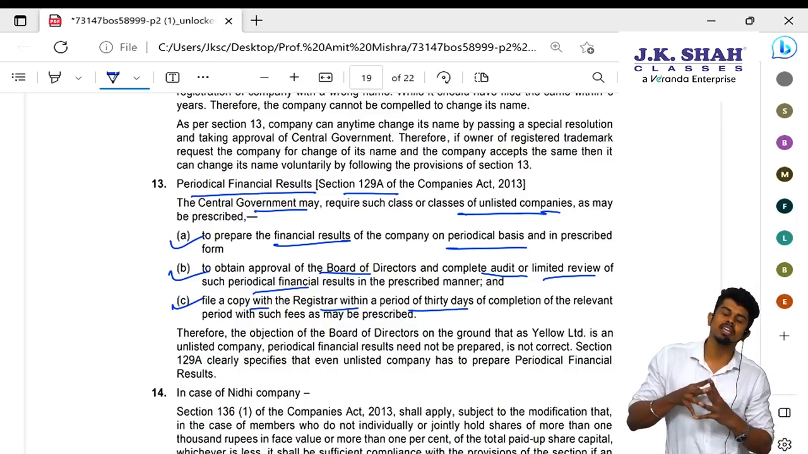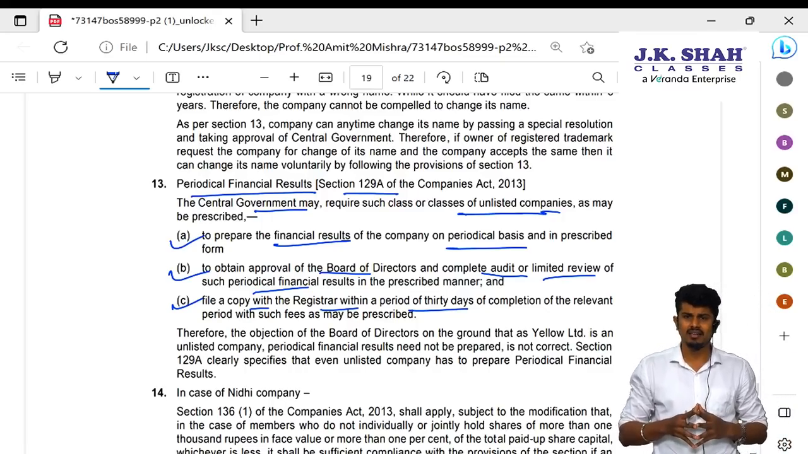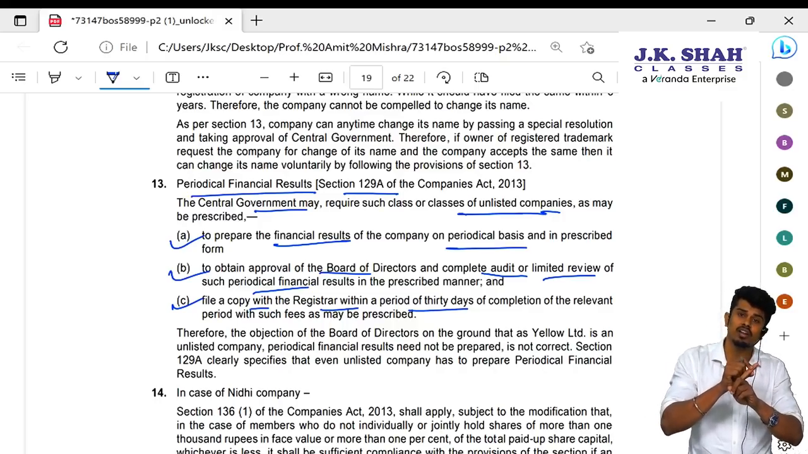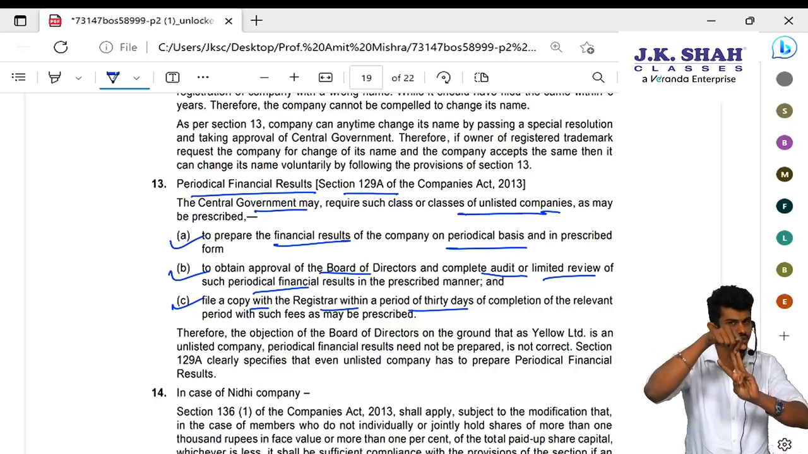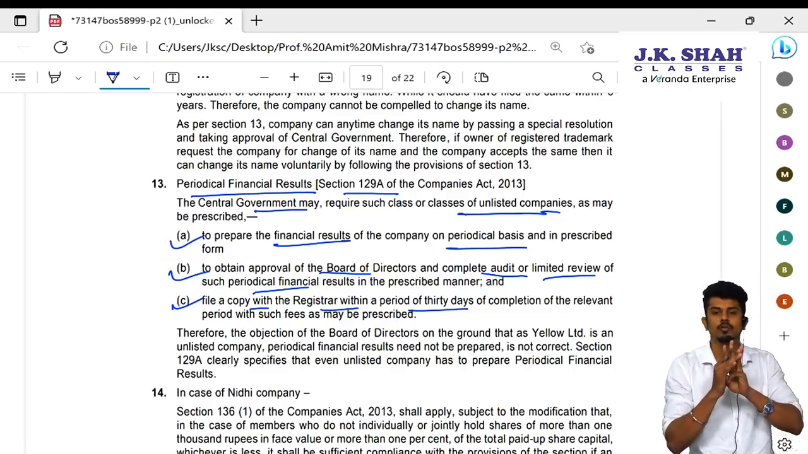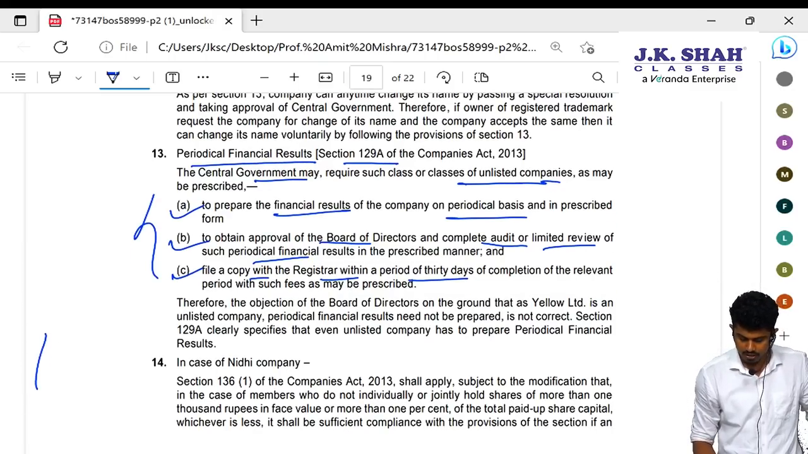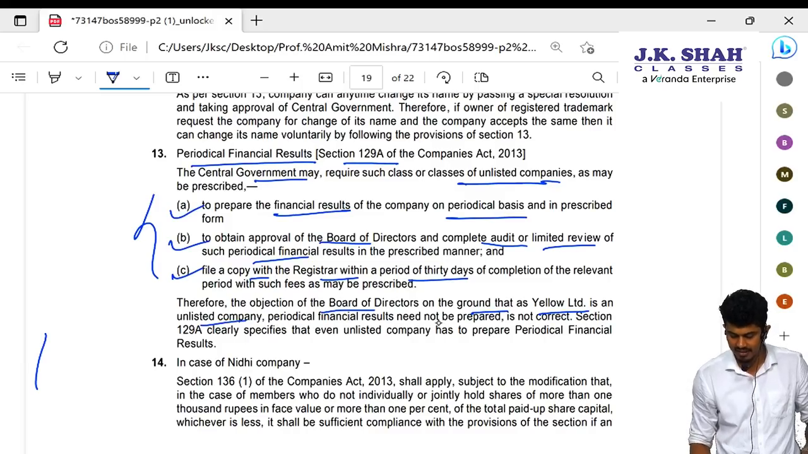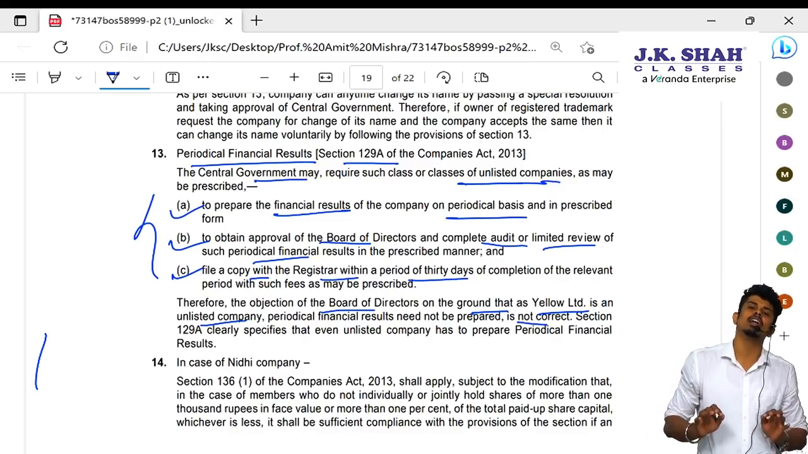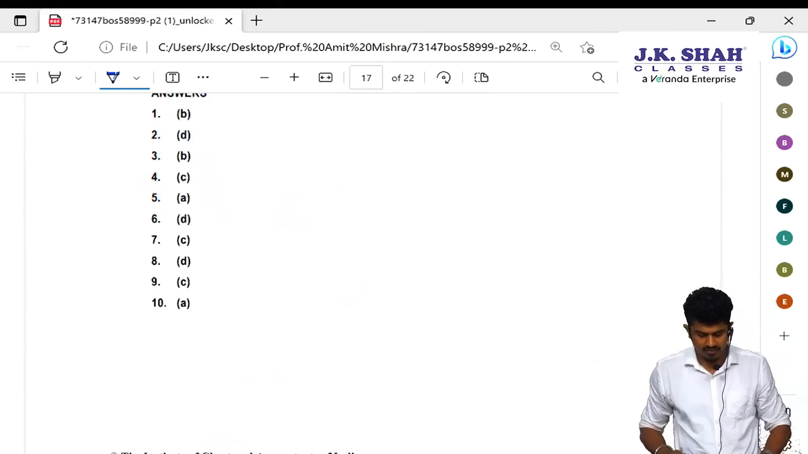So these requirements are now being imposed on public company as well. Certain unlisted public companies are required to prepare periodical financial statement, that is financial statement every quarter. So if they're preparing financial statement for every quarter, it should be approved by board and it should be audited also. Either it should be audited or it should be limitedly reviewed, in any case, and it should be filed with ROC. So this is the new requirement, and therefore the objection of BOD on the ground that Yellow Limited is an unlisted company is not correct, because now unlisted companies are also required to prepare periodical financial statement, that is financial statements for every quarter. Simple. So this was something from section number 129A.